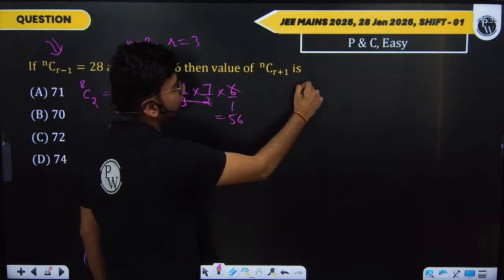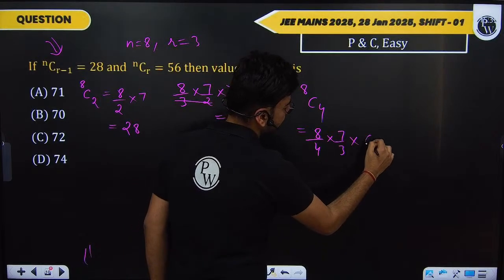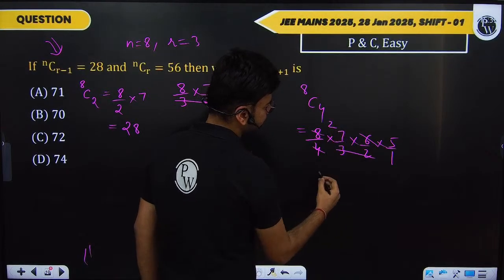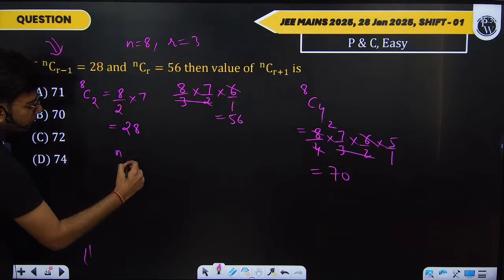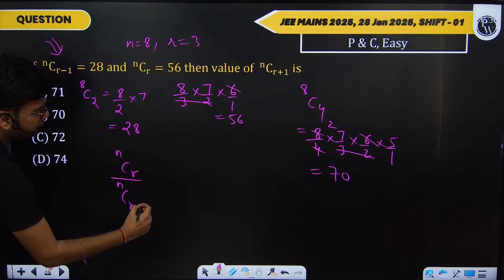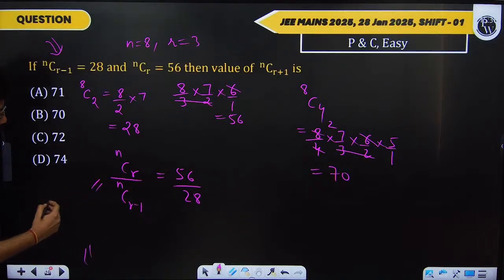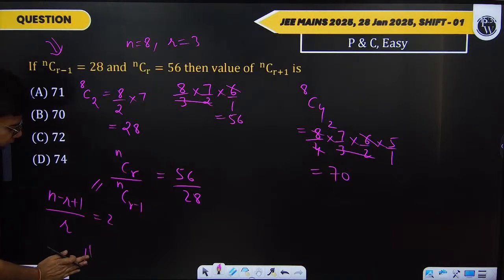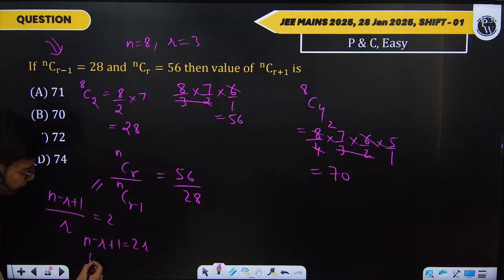They are asking you the value of 8C4. What will be 8C4? 8 by 4, 7 by 3, 6 by 2, 5 by 1. Cancel, cancel. This will come out as 70. Another method is use of that classical property: nCr upon nCr minus 1 is equal to 56 upon 28. From here also you can say that N minus R plus 1 upon R is coming out as 2. So from here you will get one relation between N and R. N minus R plus 1 equal to 2R. So N plus 1 is nothing but 3R.